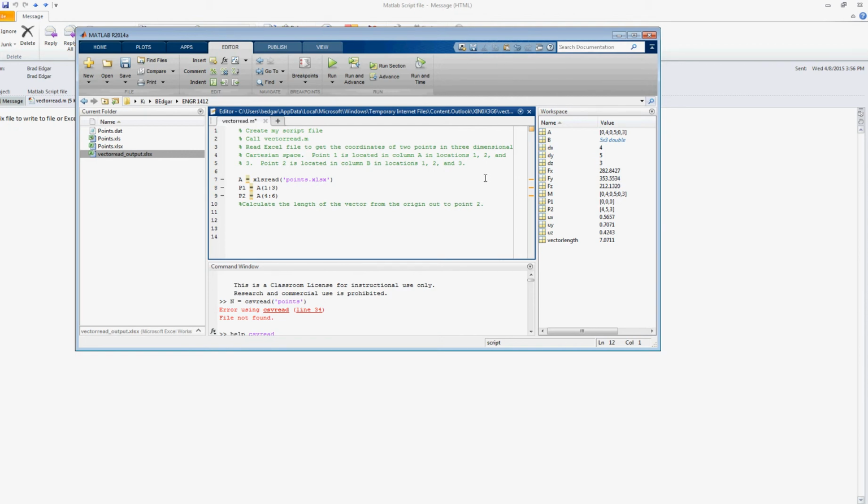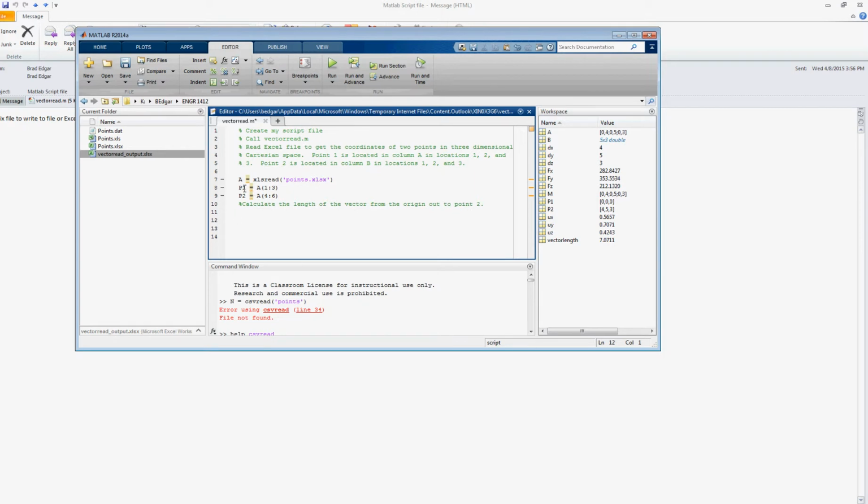Okay class, today we're going to finish up this vector read problem. So last time we met we looked at the XLS read, and hopefully you've got this worked out so you've got points. If it's a 2010 or 2013 Excel file, you're going to need to include the extension XLSX. If you only have 2007 or below, it'll just be XLS.